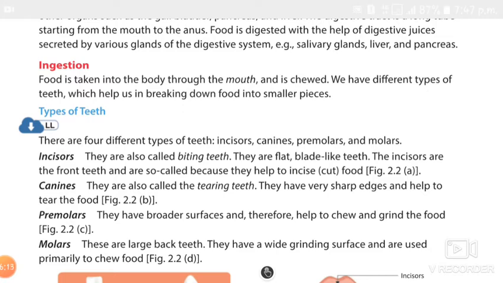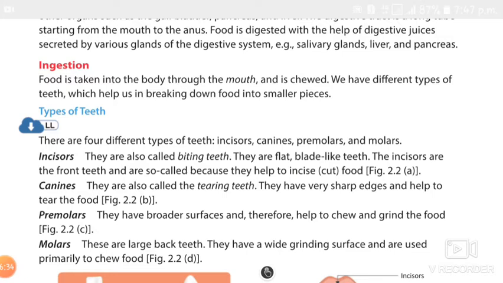And the third type of teeth is called premolars. These are broad and flat teeth. These are present next to the canines, 4 in each jaw, so a total of 8. These premolars are also called the bicuspid teeth.